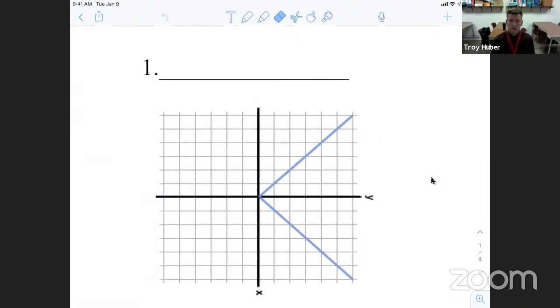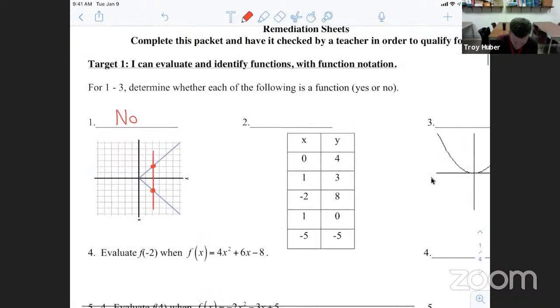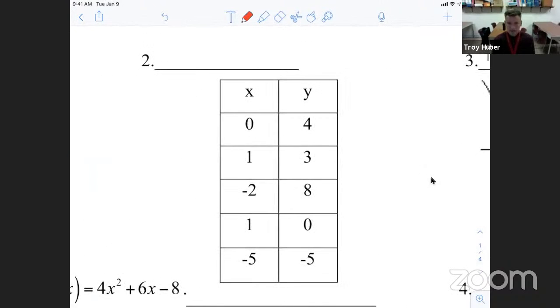Whenever I'm determining if a graph is a function or not, I do what's called the vertical line test. If at any time you can draw a vertical line, and that vertical line goes through 2 points of a graph, then it is not a function. So this one right here, we would put no, it is not a function, because that vertical line hits 2 points on your graph.